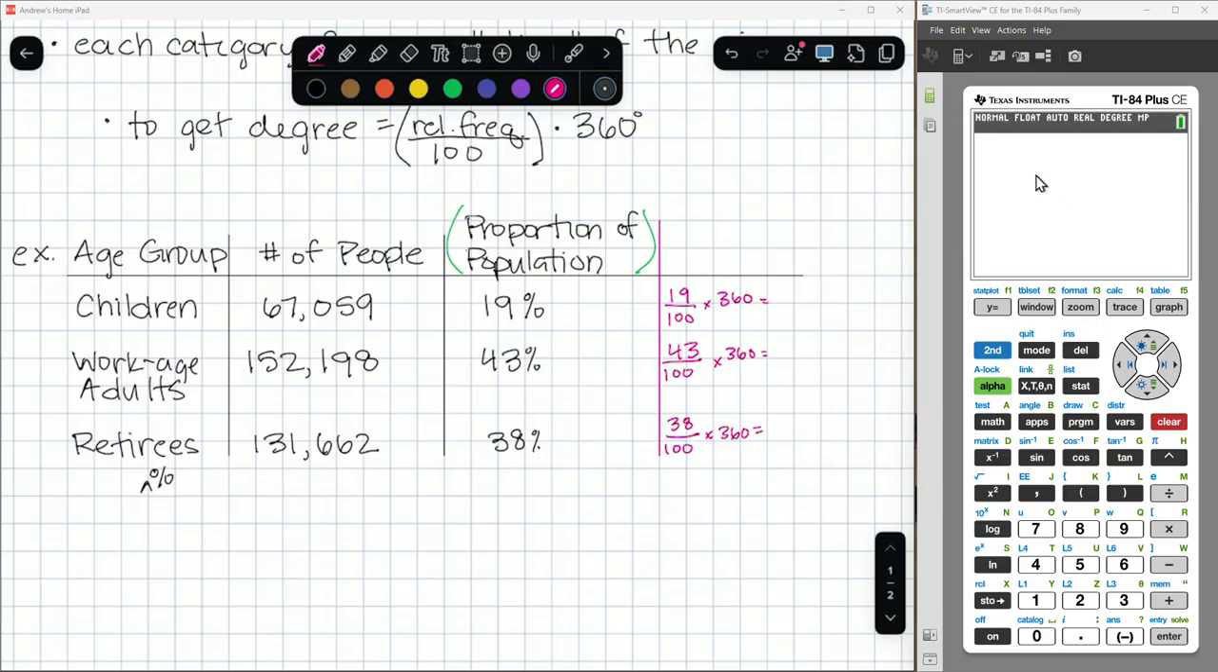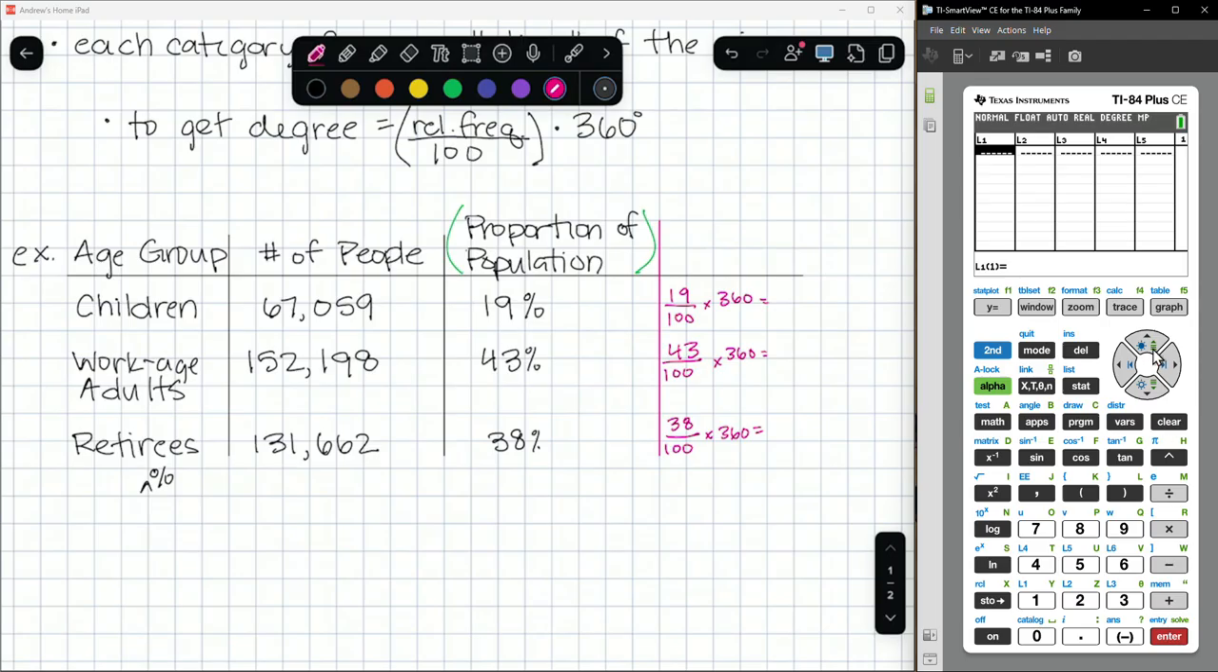We'll go ahead and grab our calculator. I'm lazy, I'm going to have my calculator do them all at once. So in this first column, I'm going to enter those proportions, 19, 43, 38, because I'm doing the same formula on all of them. So for this second list, up in the header, I'm going to enter a formula. In parentheses, I want to take the numbers in list 1 and divide them by 100. And then I want to take that answer and multiply it by 360. And notice it automatically calculates for me.